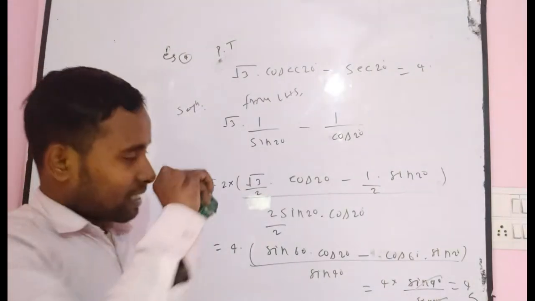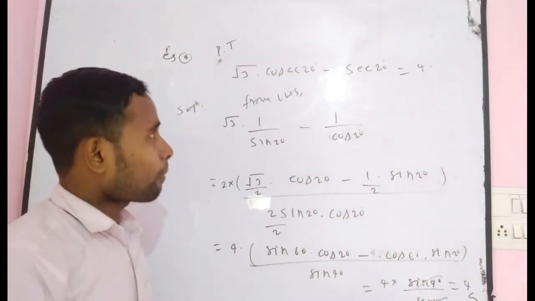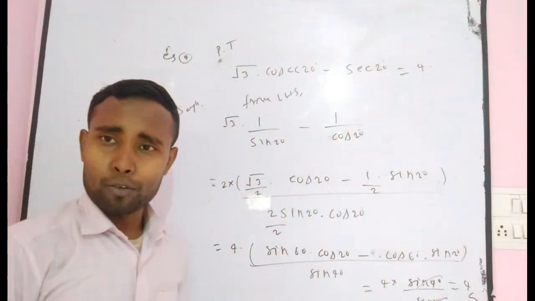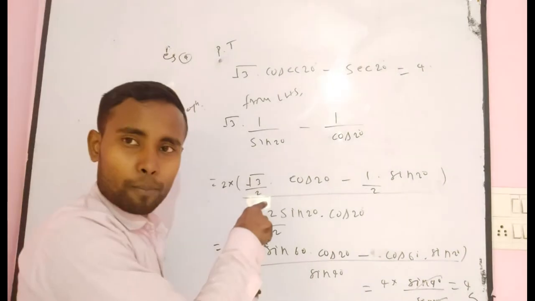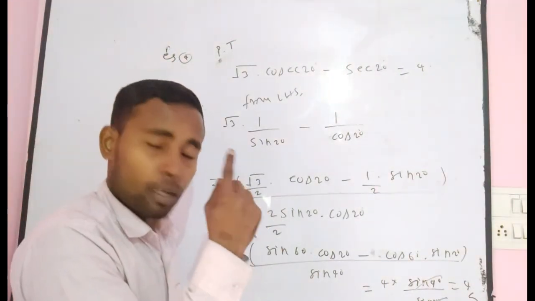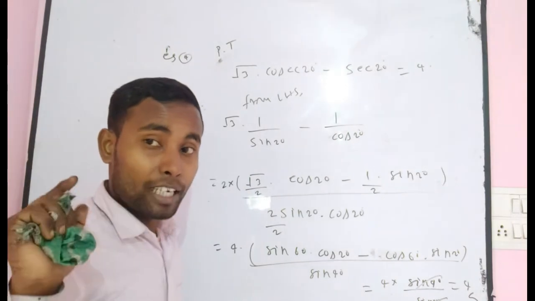You can think about this problem. There is a simple clue: divide by 2 and multiply by 2, because here root 3 is given. Looking at root 3, a simple idea arises in your mind.